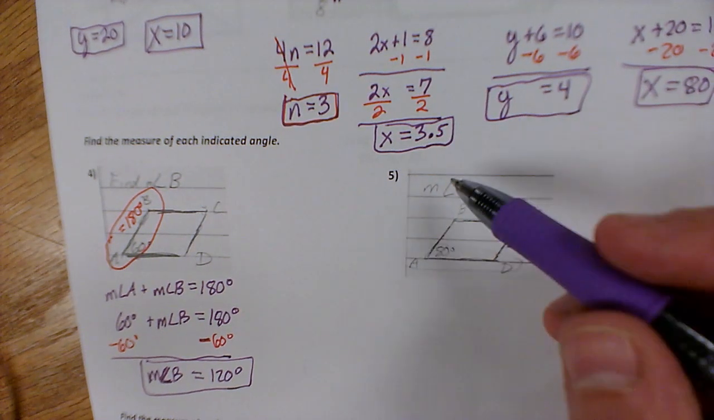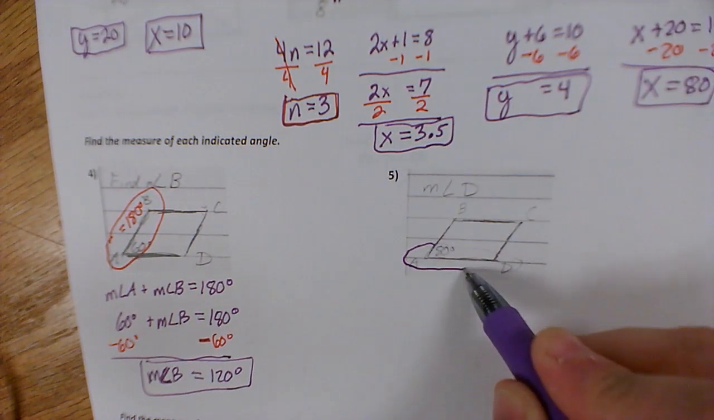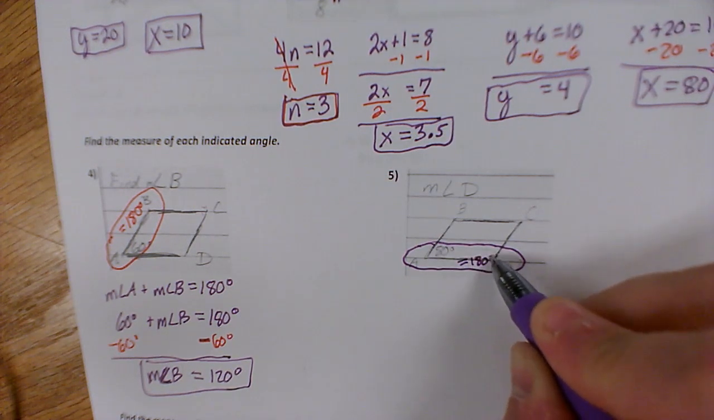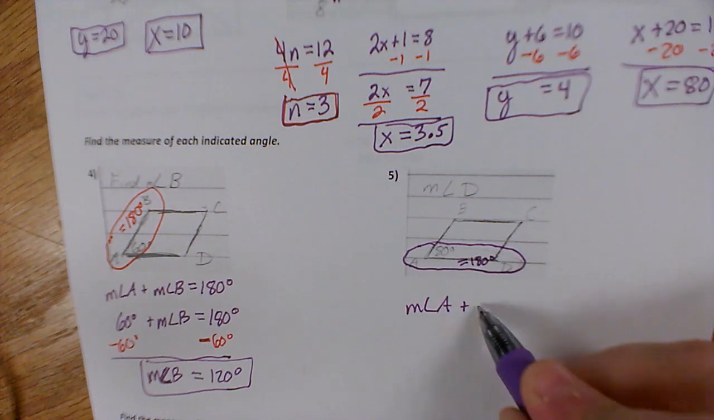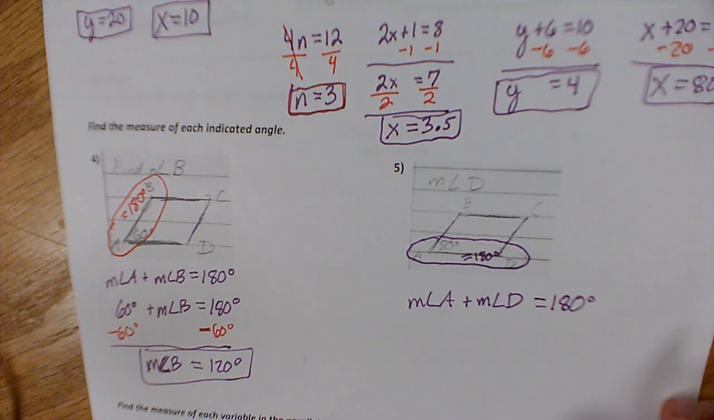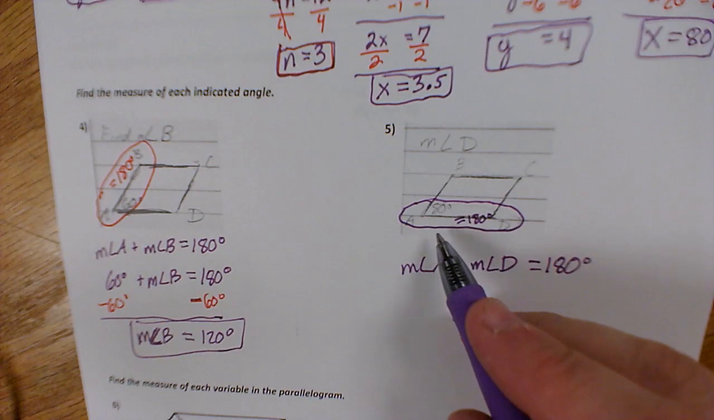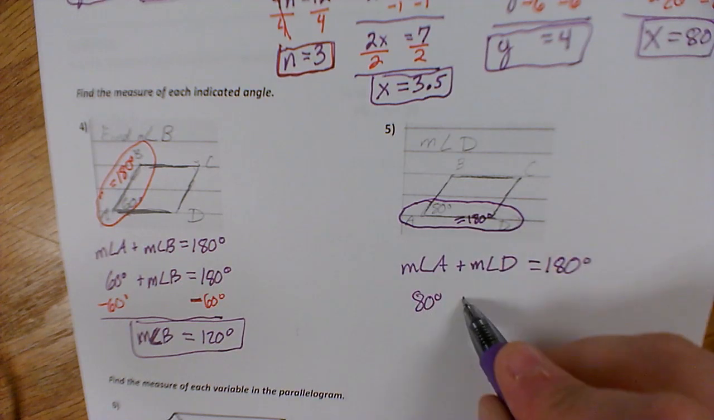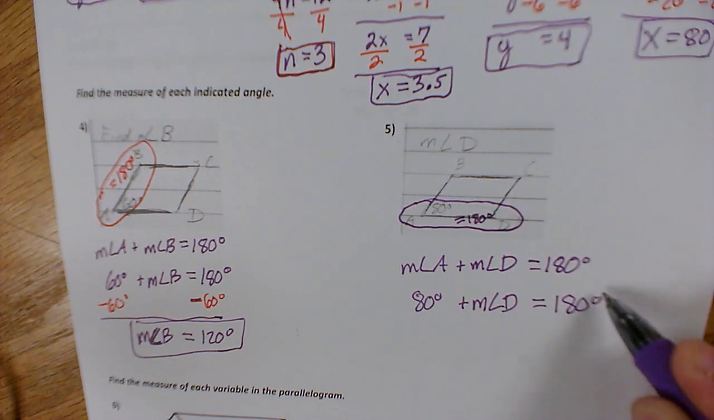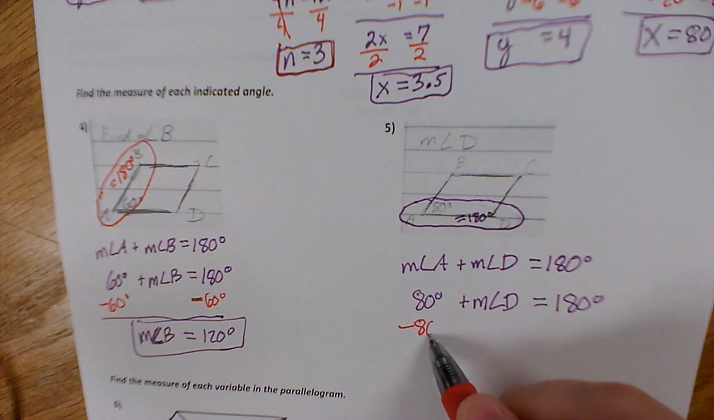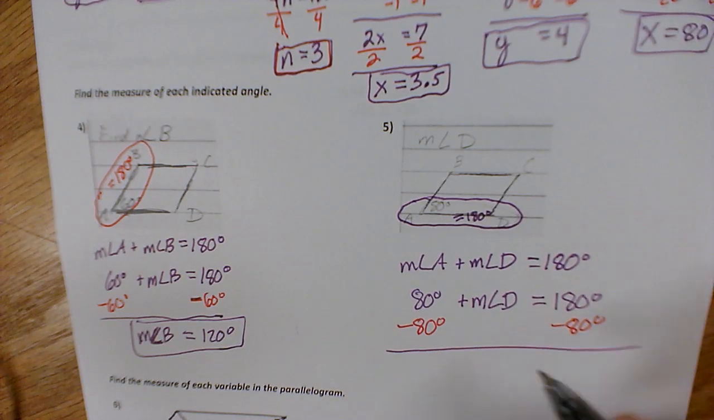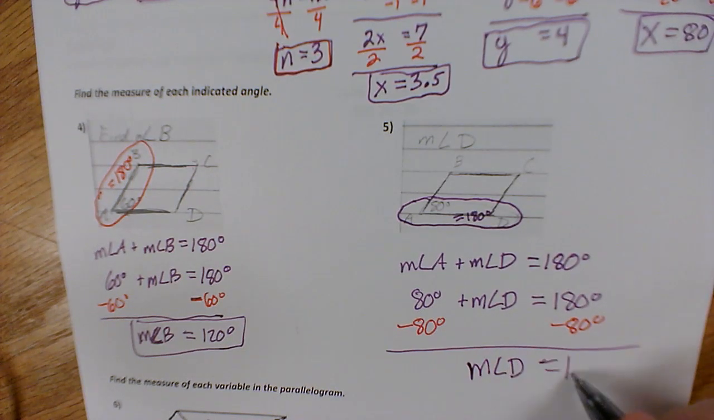For number 5 here, finding the measure of angle D, it's pretty much the same way. I know if I add these together, they're going to equal 180. So the measure of angle A plus the measure of angle D is going to equal 180 degrees. So I'm going to substitute angle A with 80 degrees, substitute angle D with just the measure of angle D, and together they're going to add up to 180. So to finish solving the problem, I'm going to subtract 80 from both sides, and then we would have the measure of angle D is equal to 100 degrees.